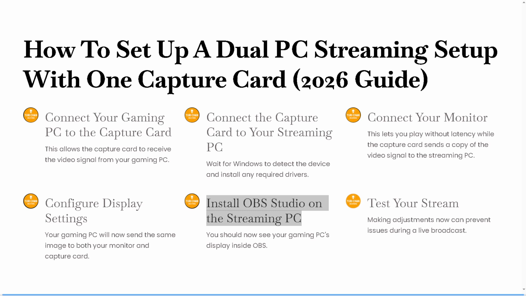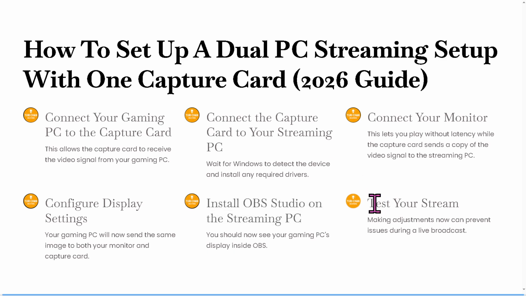You can click the plus icon under Sources, select Video Capture Device, Create New, choose your capture card, and click OK. You should now see your gaming PC's display inside OBS.